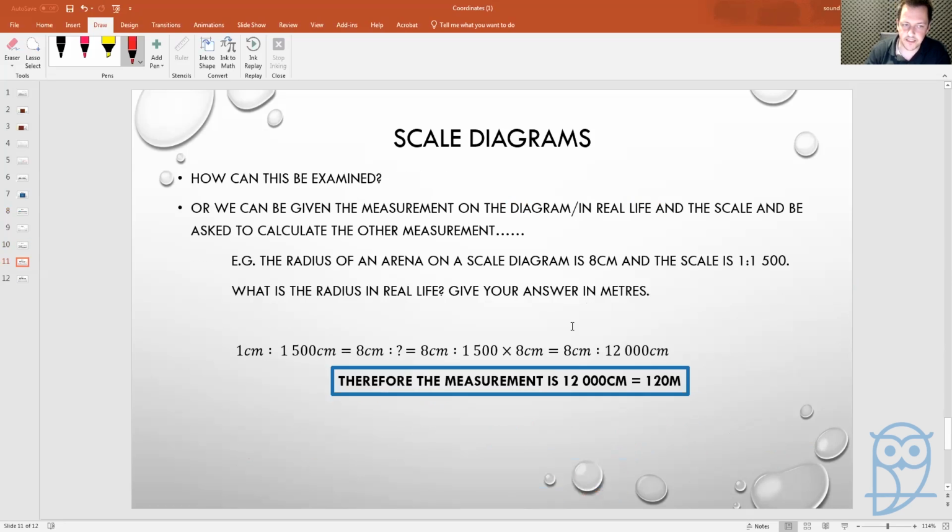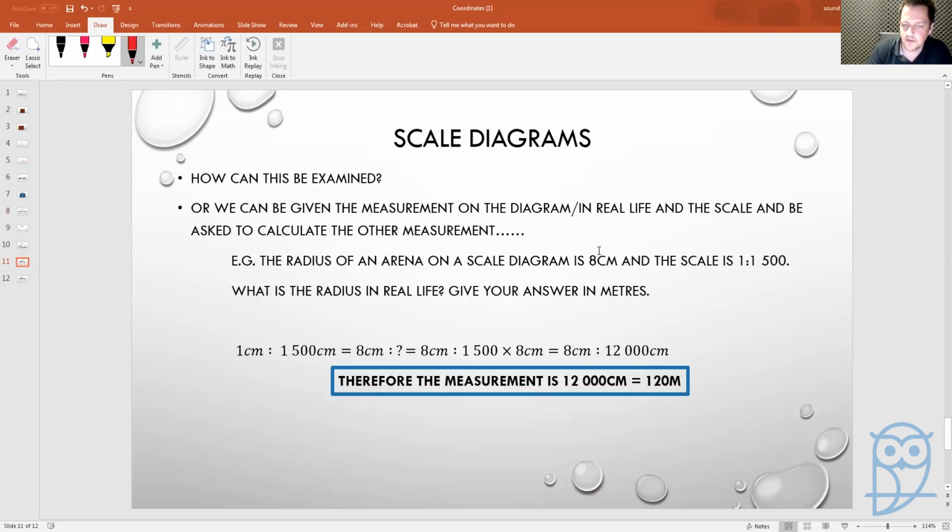Another way that this could be examined is that you could be given the measurements on a diagram or in real life, and the scale, and then be asked to calculate the other missing measurement. So if you're given the diagram measurement, you have to calculate the real life measurement. If you're given the real life measurement, you have to calculate the diagram measurement. So I'm going to use the exact same example in this and the next example, just to show you all the different kinds, but all with the same example.